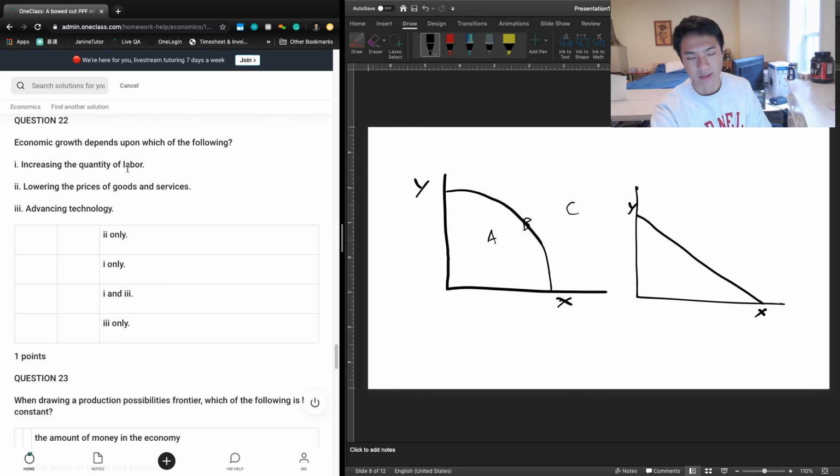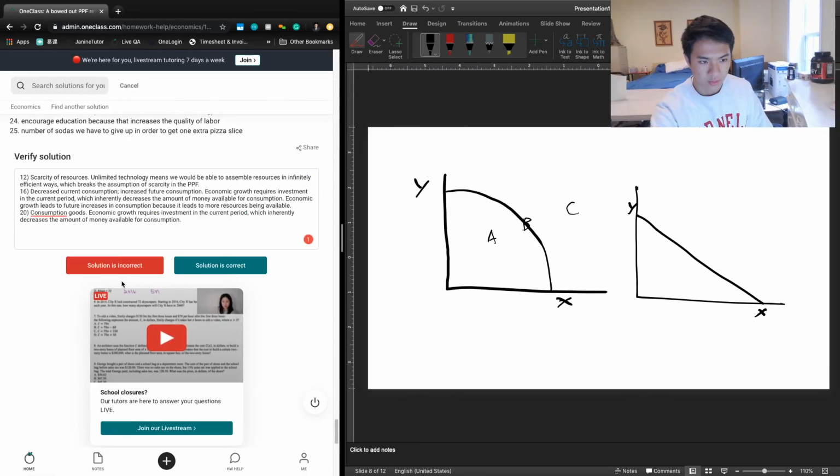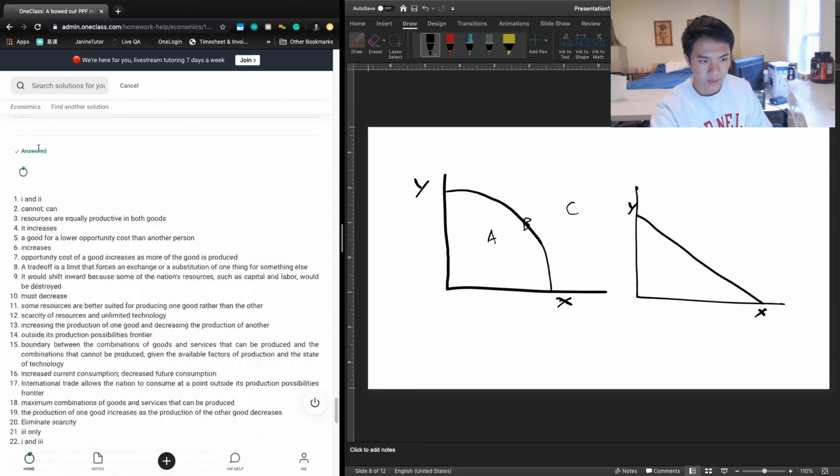If you increase the quantity of labor, you're going to be able to increase your production because you have more people to work and put together your resources, and labor is a form of resource inherently. By advancing technology, even if you kept the same amount of resources available, you would still be able to produce more because the technology allows you to assemble the resources more efficiently. You can think of the shift from assembling a car by hand to machines or assembly lines. So 1 and 3 are both correct. Question 22, 1 and 3, that's great.